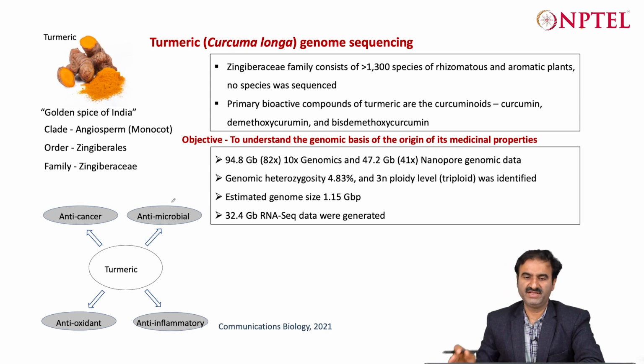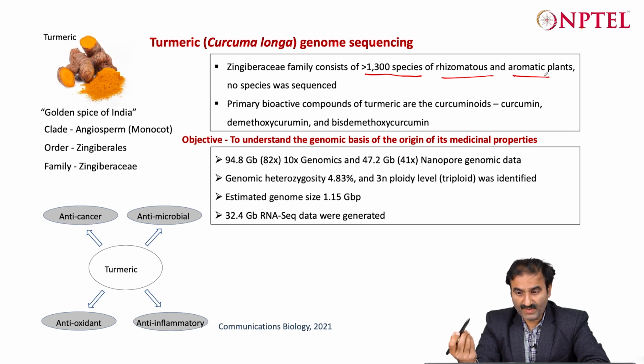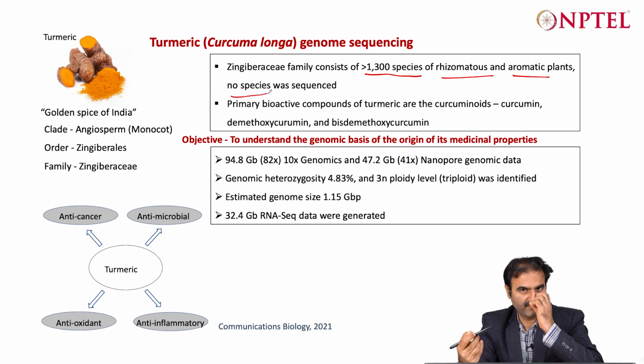Okay, so this family is Zingiberaceae, which also contains ginger. That was also recently sequenced. It contains about 1300 species. This kind of information you will find from literature, as many people would have worked on it before. These are rhizomatous, aromatic plants, and when you started, there were no species sequenced, but now a few species are available.